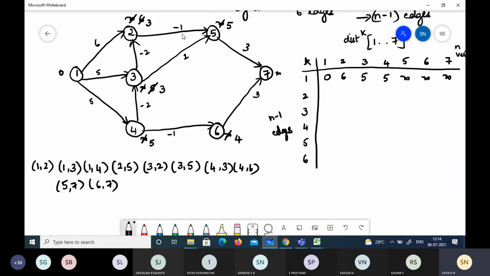So let me write down the values now here, whatever are available. See here at this point we have 0. At this point we have 3, we have 3 here. At 4 we have 5 here. At 5 we have 5 here. Okay. At 6 we have 4. What about 7? We have infinity. Did you get this?